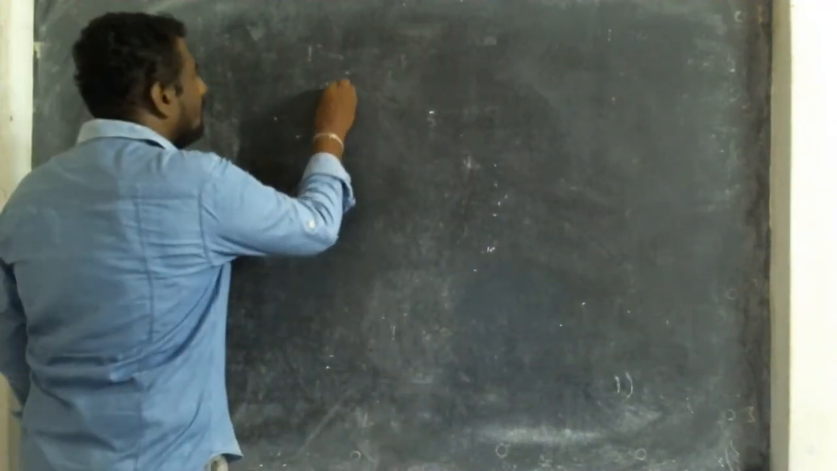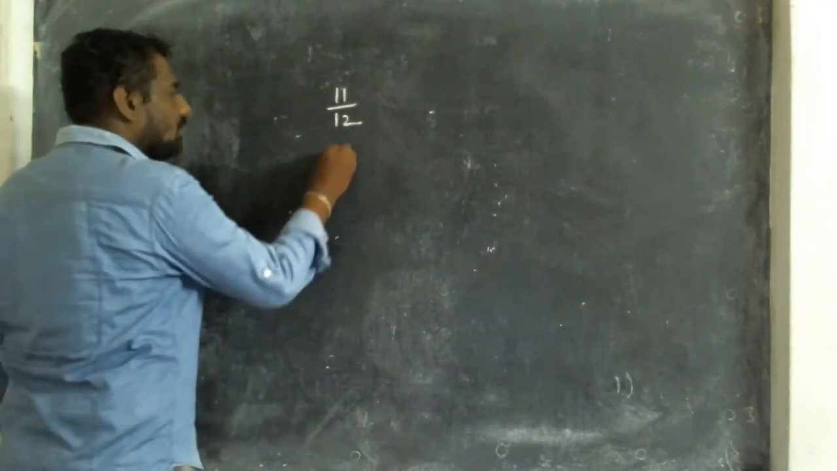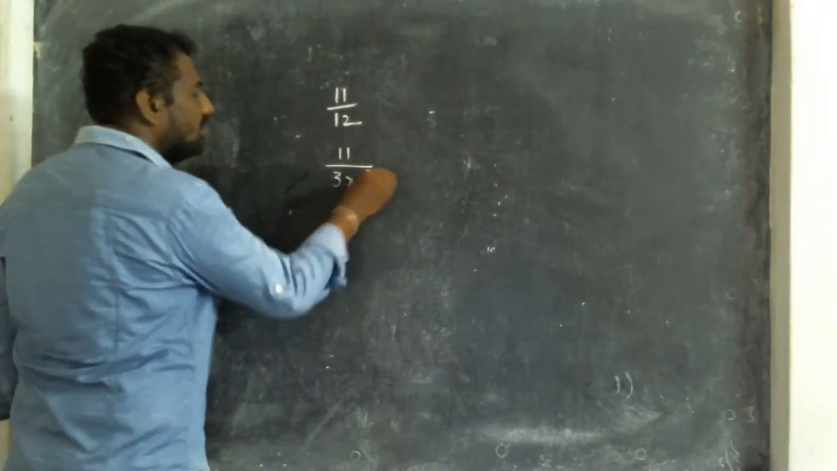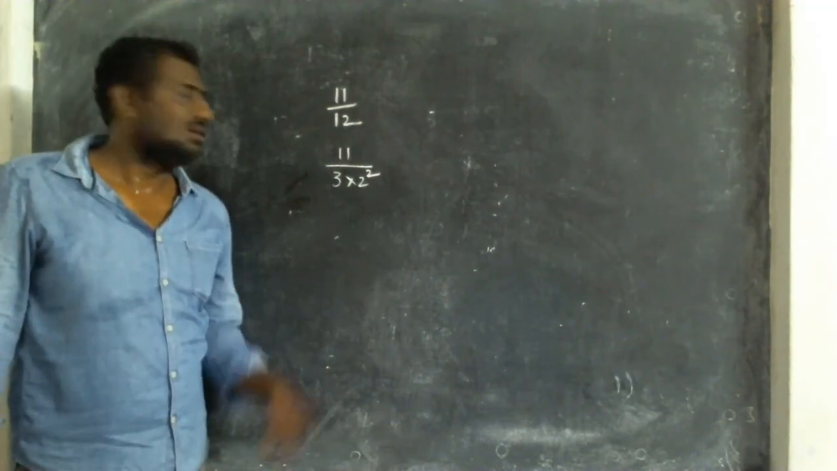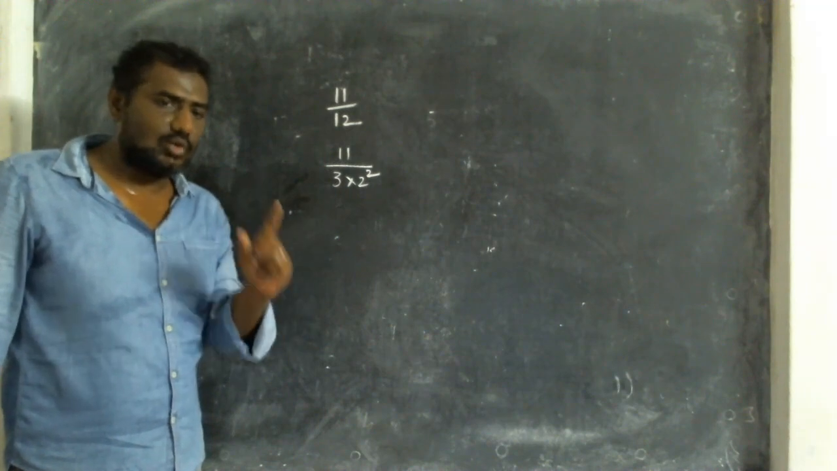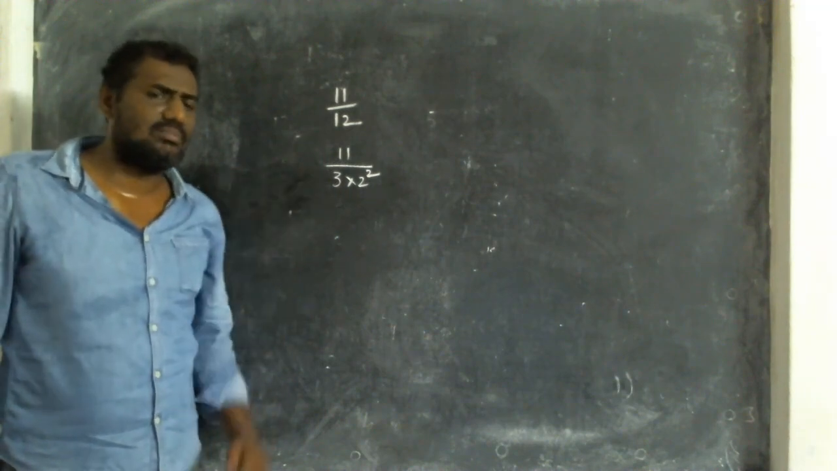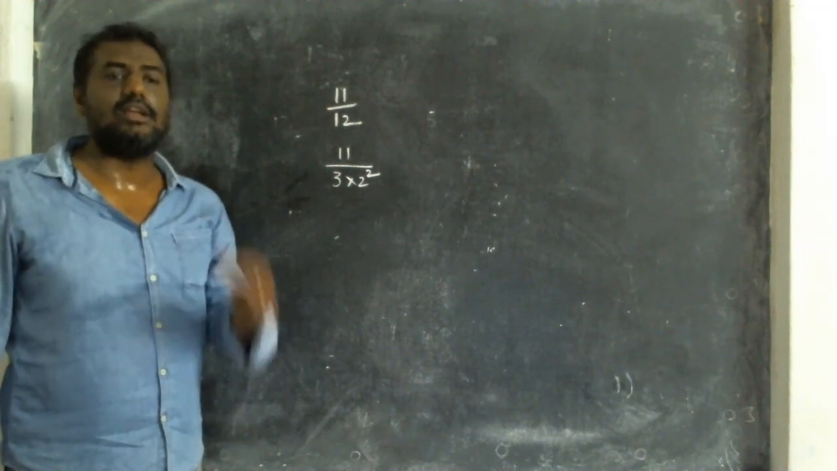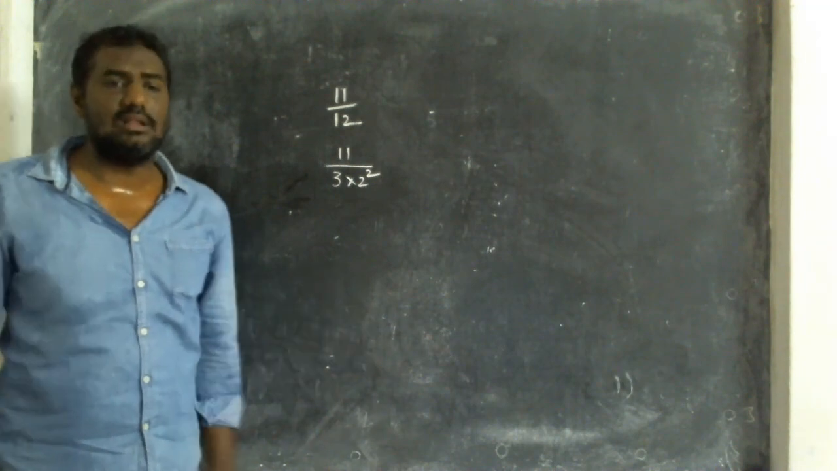Next problem. 11 by 12. 12 can be written as 3 into 2 square. Is it terminating or non-terminating? Non-terminating. 2 powers are there, but along with that 3 should not be there. We should have either 2 power or 5 power, or both 2 and 5. But 3 is an extra number, so 3 should not be there. We can say it is non-terminating. For a non-terminating number, we don't want to convert into decimal.